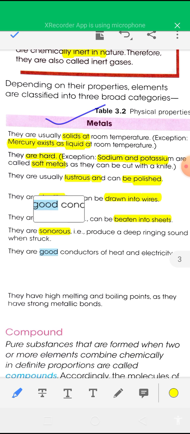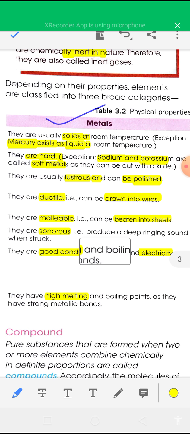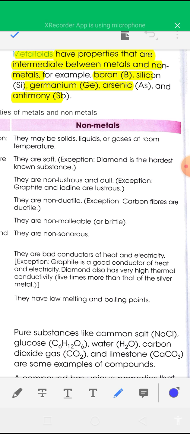And metals are good conductors of heat and electricity. As they are solid in nature, they have high melting point and boiling point. Okay, so these are some characteristics of metals. And now see some characteristics of non-metals.